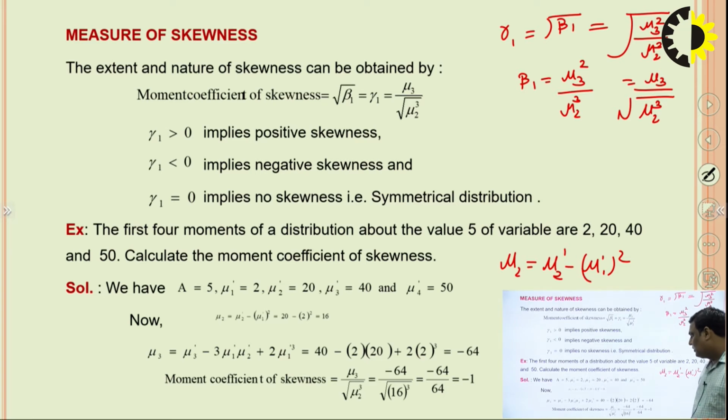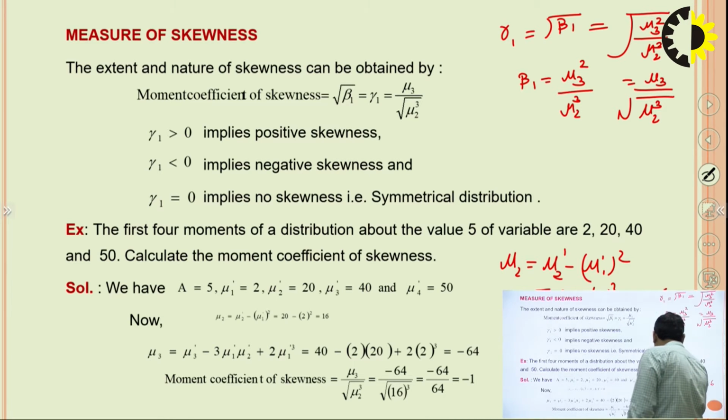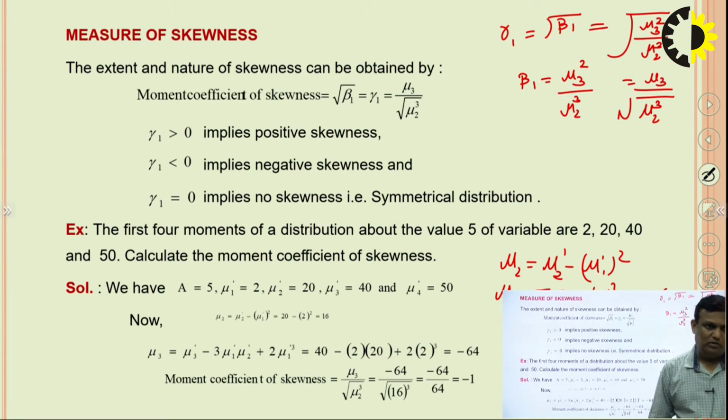Just put the values of given value: mu 2 dash equal to 20 and mu 1 dash equal to 2. So 20 minus 2 the whole square, and remaining value 16, and this value of mu 2. So we have to find mu 2 equal to 16. Okay. Now next value mu 3, and relation between mu 3 and raw movement.